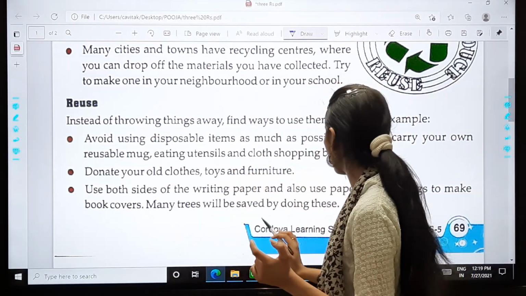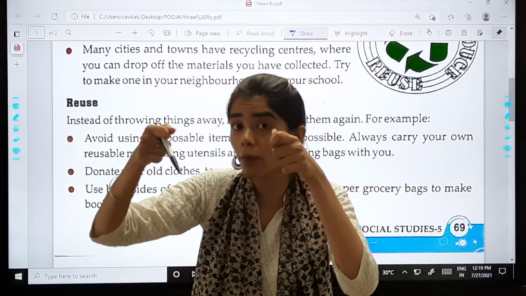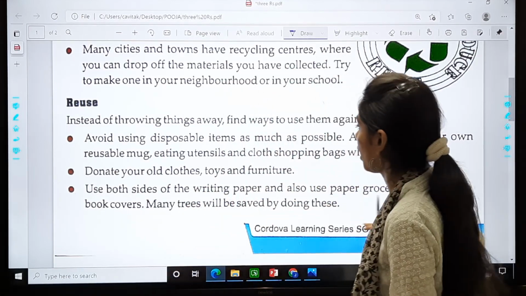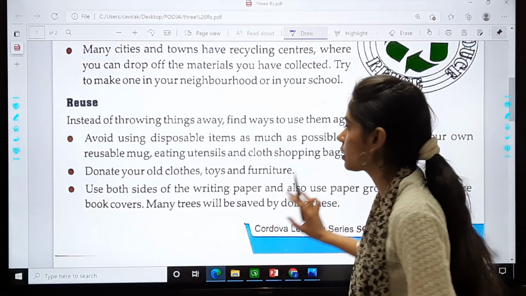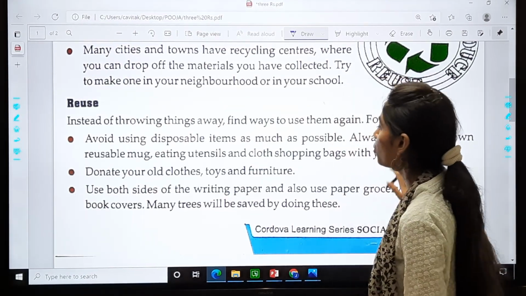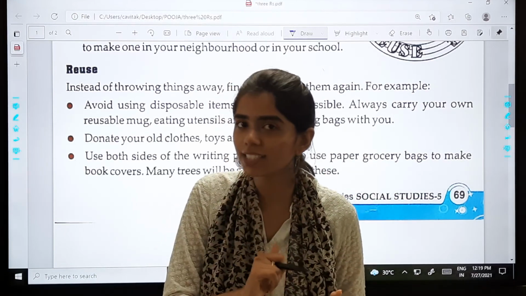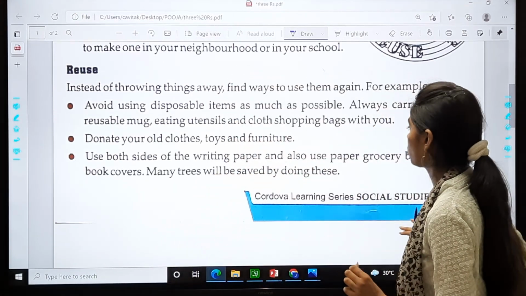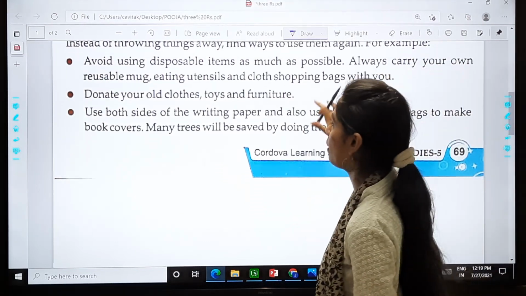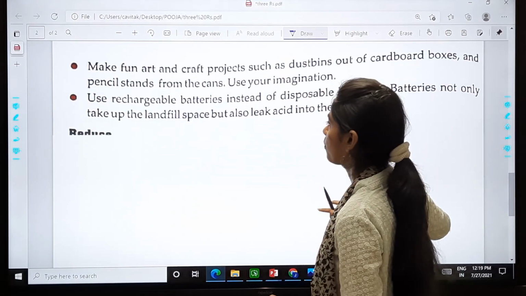Then eating utensils and cloth shopping bags. Cloth shopping bags are also very useful. So we should always carry such kinds of things. This also we discussed. Donate your old clothes, toys and furniture. Use both sides of the writing paper. You remember, in the last class we discussed? Yeah. And also use paper grocery bags. So all this we had discussed in the last class.